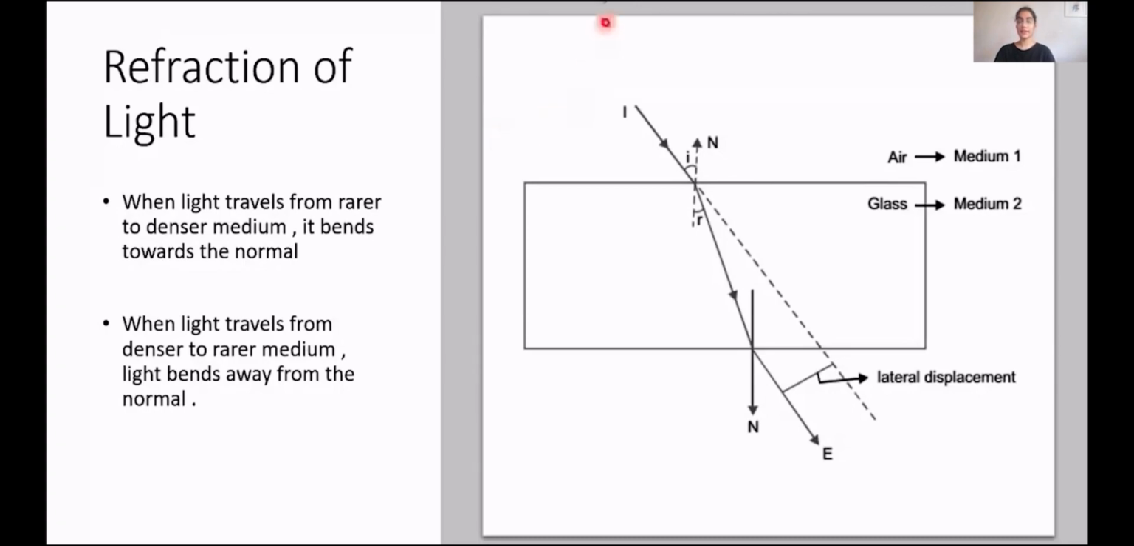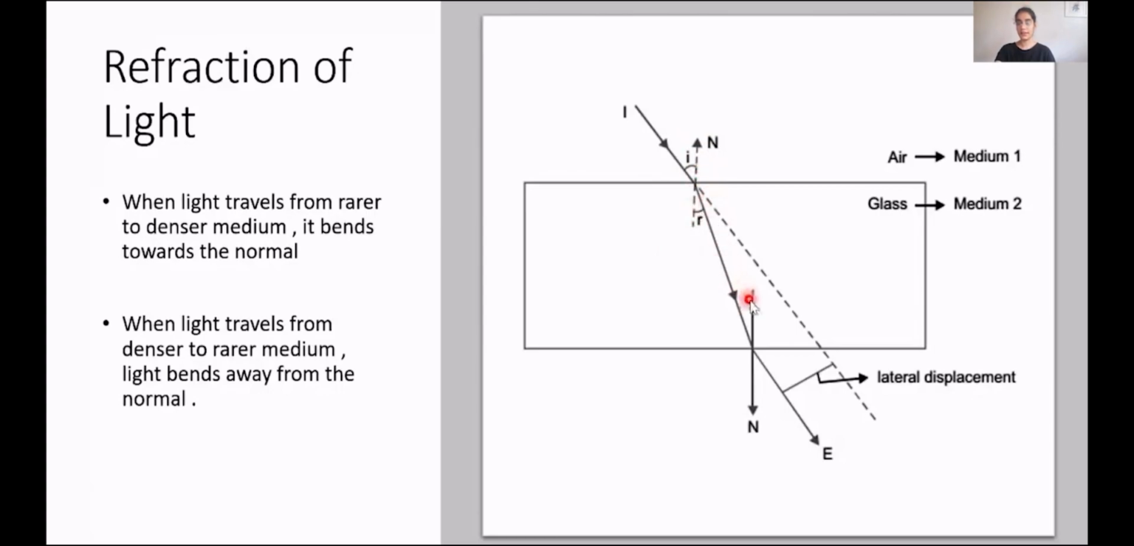You know that air is a more free medium. There are free particles in air, while glass or water are more condensed mediums. They are more denser mediums. They have their particles more close to each other. So we say when light travels from a rarer medium, being air this time, to a denser medium like glass, it is going to bend towards the normal. The speed of light is going to decrease and it's going to bend towards the normal.